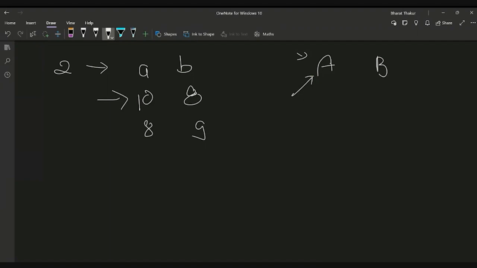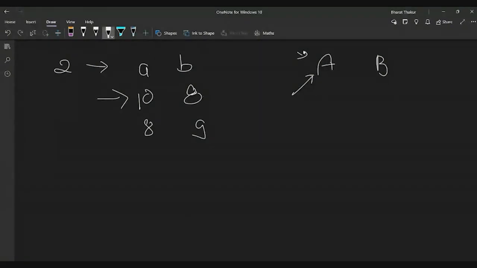So see, now this is the move. Now after A, it will be B's turn. So now what will B do? B will decrement the value of the first element. So now the elements became 7 and 9. And after this, it will swap the elements. So it became 9 and 7.